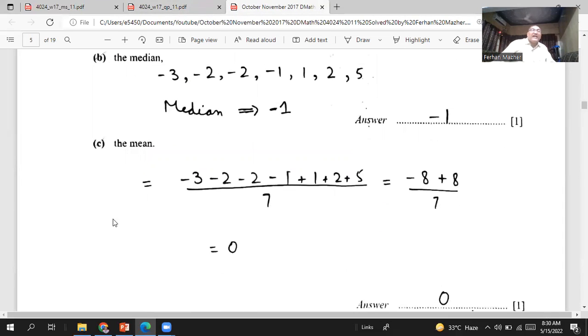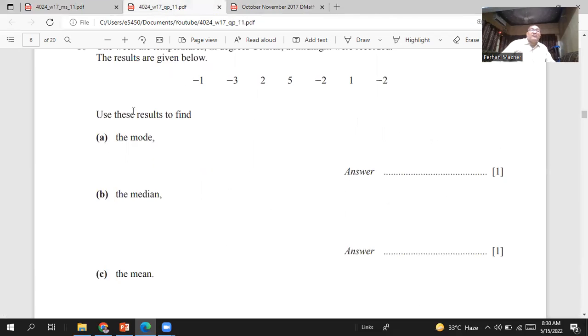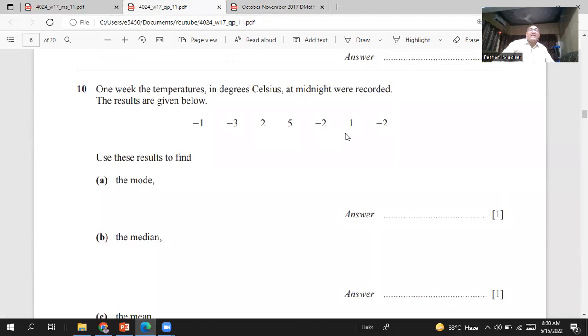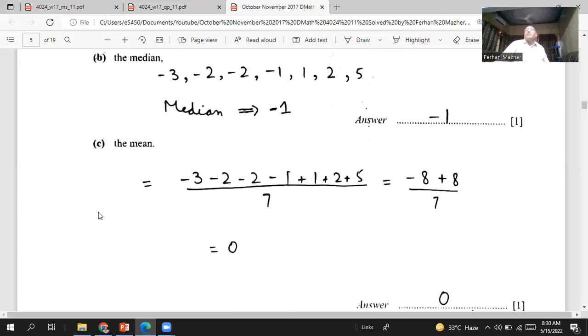Then the question is find the mean. They want us to find out the mean, and if you want to find the mean, add them up. The formula for the mean is very simple: the sum of observations divided by the number of observations. If you have time, write this formula. Don't do it directly. Always write the formula first and then do the calculation. So you will add them: -3, -2, -2, -1, +1, +2, +5.